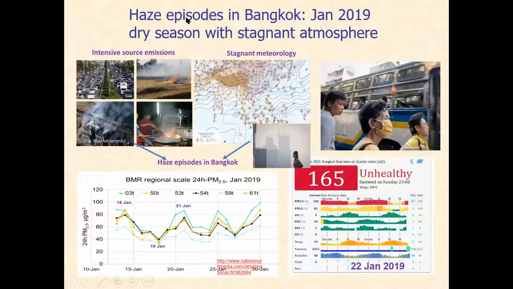Okay, she showed a haze episode in Bangkok in January. This is when we have stagnant air and huge emissions, less removal, and also rice straw burning activity. So it causes very high levels of PM2.5, for example, the 24-hour level is up to 80-something to 90, 100 in a few days, and it shows the regional effects because different stations show similar trends. The air quality is really unhealthy. And back then people wore masks because of PM2.5, because at that time there was no COVID yet.